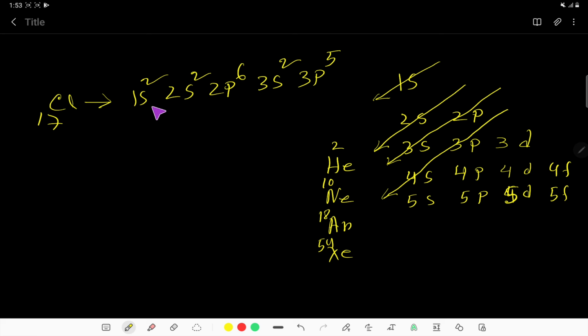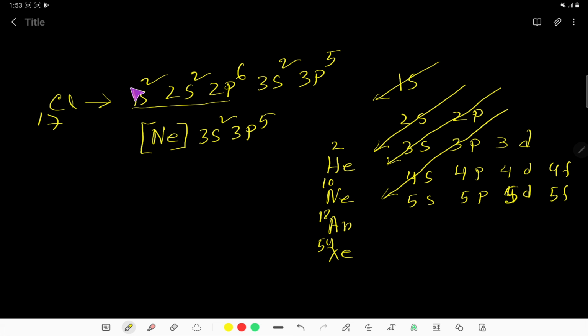So to express this electron configuration using noble gas notation, we have to select a noble gas whose atomic number is immediately lower than chlorine. So chlorine has 17, but argon has 18. So immediately lower than means neon. So we have to count 10 electrons. This is the electron configuration of neon. So write neon like this, and then write 3s2, 3p5.